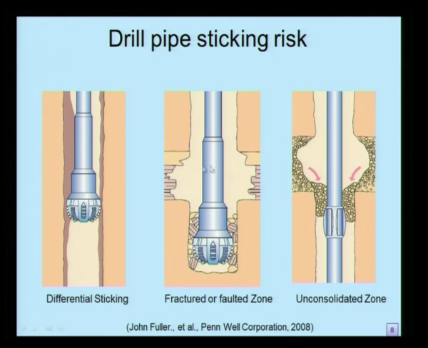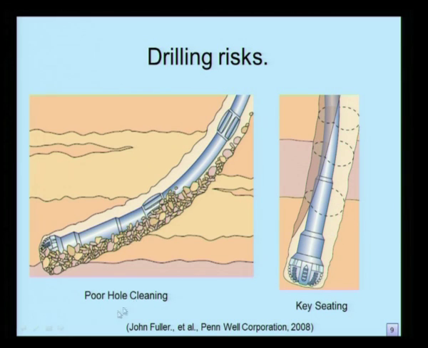Sometimes there can be a faulted zone occurring in between the drilling casing. This is what we call a fractured or faulted zone, and in such cases drill pipe sticking can also occur. In some situations there can be an unconsolidated zone being drilled through, and there is always a caving in from the unconsolidated zone which will start blocking the drill pipe. So, these are what we call the drill pipe sticking risks, as referred to by John Fuller et al. in Panvel Corporation 2008.